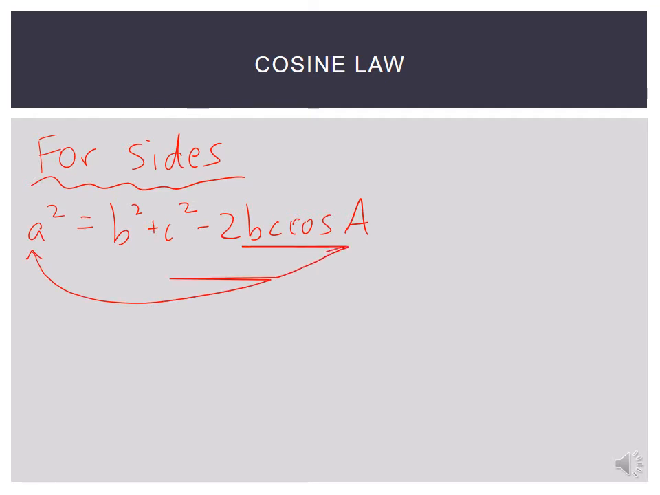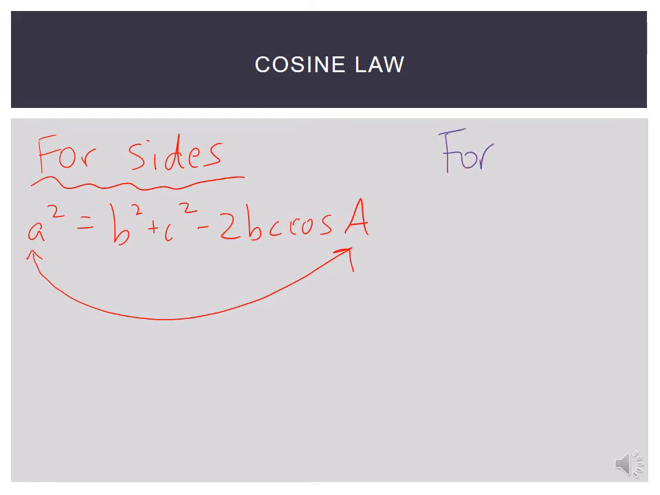this letter and this letter have to match. So small a, capital A. If I was looking for side B, B squared, and then cos B. If I was looking for side C, C squared, and cos C. So all those letters are interchangeable, just whatever you're looking for, the side length has got to match the capital letter that's beside the cos.